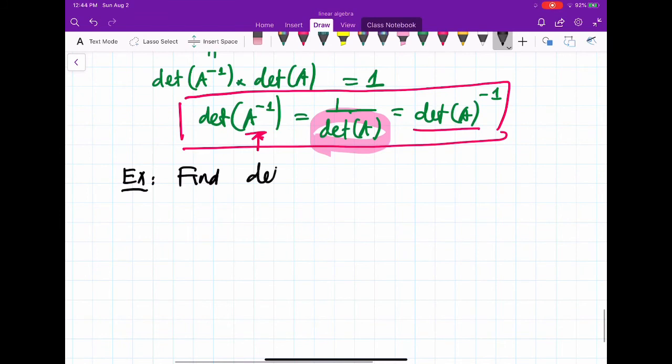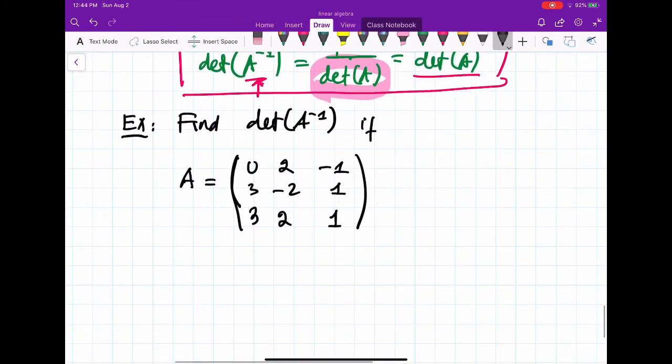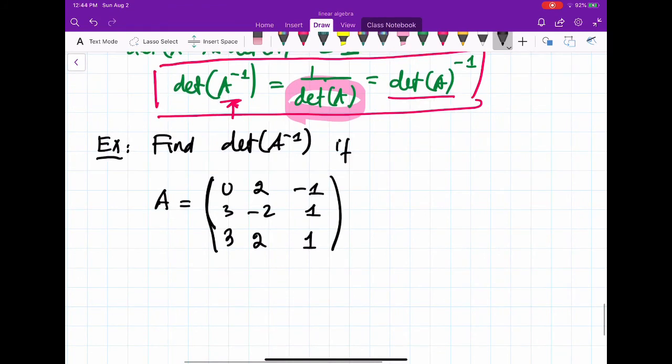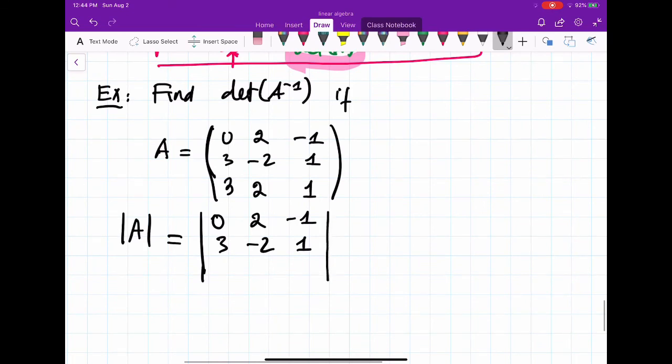Let's find the determinant of the inverse of A if A is equal to 0, 2, -1, 3, -2, 1, and 3, 2, and 1. Okay, so let's find this. I need to find the determinant of A. I write the determinant of A equal to 0, 2, -1, 3, -2, 1, and I multiply the second row by -1 and add to the third. I have 0 in here and 4 and 0.